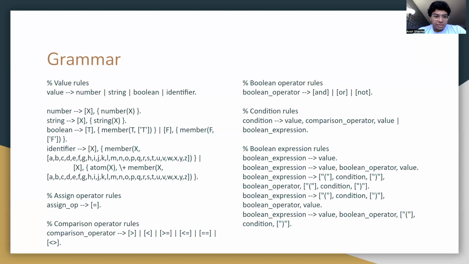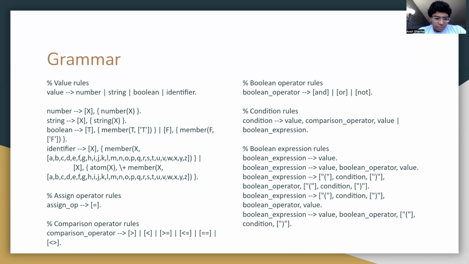Next slide, please. If we talk about values, values can be number, string, Boolean, or identifiers. These are the definitions for the different types. A number can be, as I said, an integer or float. A string can be a string. Boolean is capital T and capital F. An identifier can be a single character and can also be multiple characters together. That's the definition for identifier.